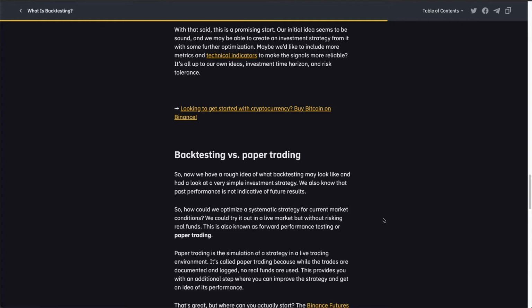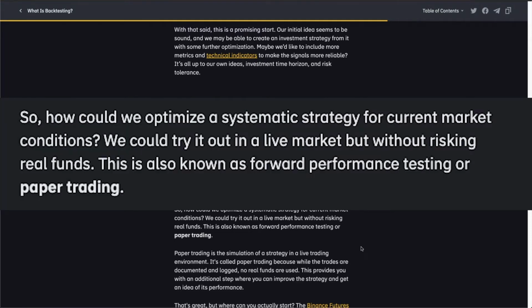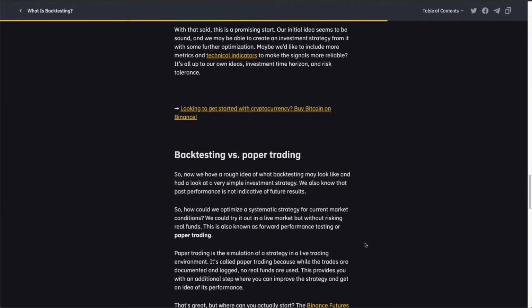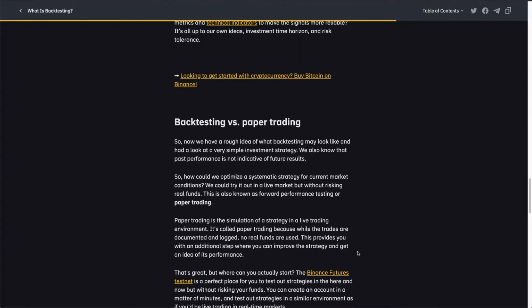Now, we also know that past performance is not indicative of future results. So how could we optimize a systematic strategy for current market conditions? Well, we could try it out in a live market, but without risking real funds. This is also known as forward performance testing or paper trading. Now, paper trading is the simulation of a strategy in a live trading environment. It's called paper trading because while the trades are documented and logged, no real funds are used.